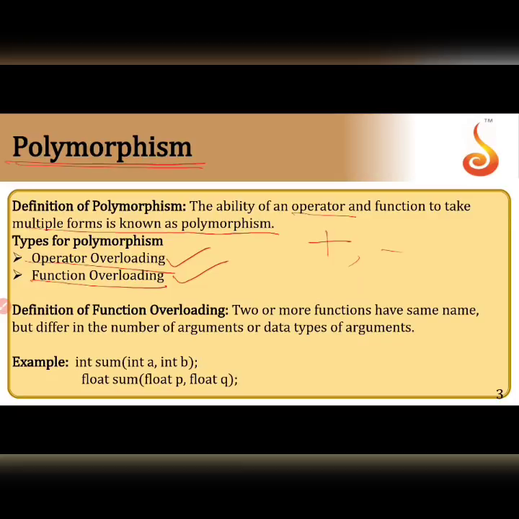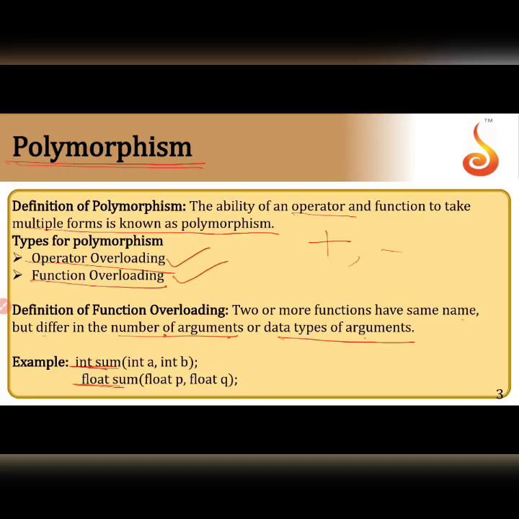So function overloading definition, again please make a note of it. Definition with example: two or more functions have the same name but differ in the number of arguments or the data type of arguments passed to it. That is, same name but different number of arguments or the type of arguments passed to it. You cannot overload a function only on the return type of the function.